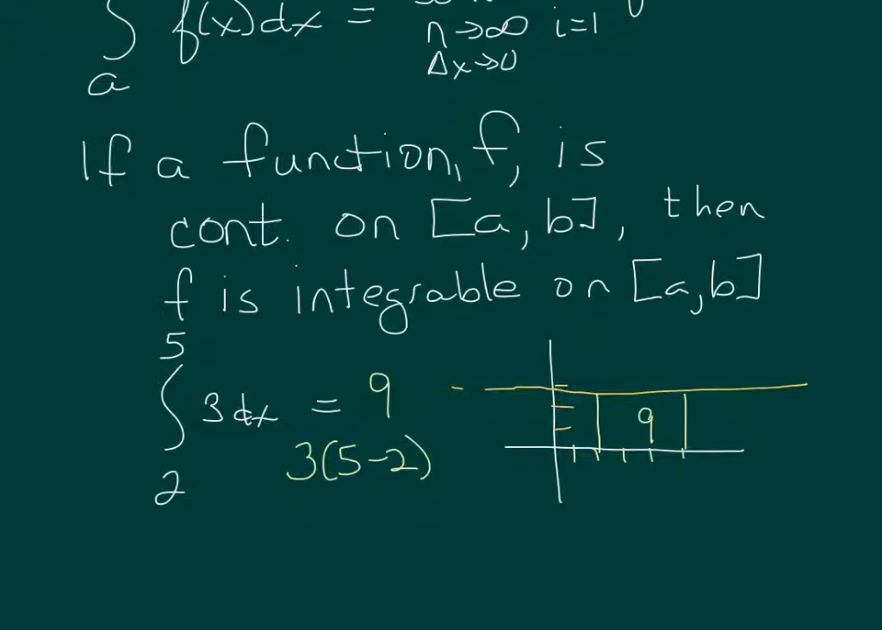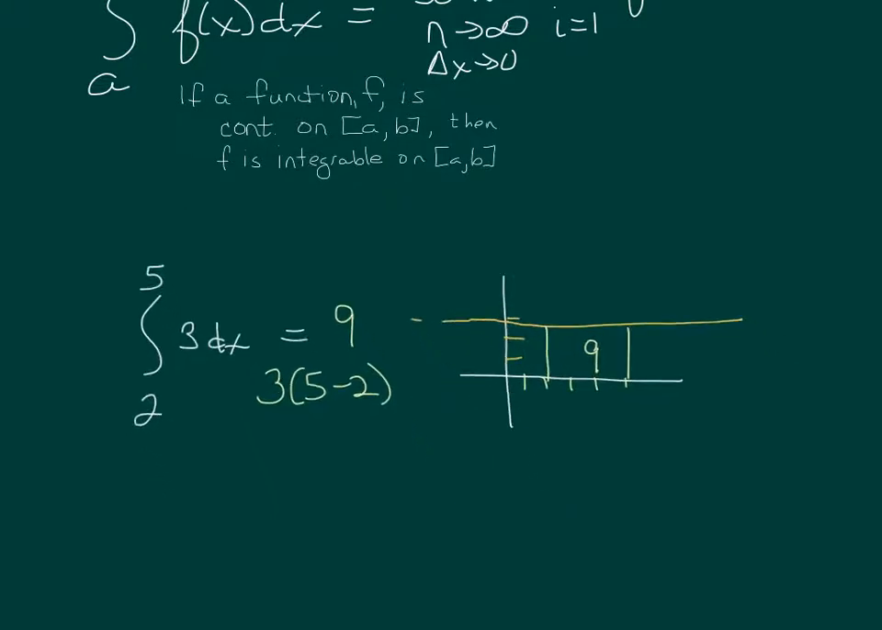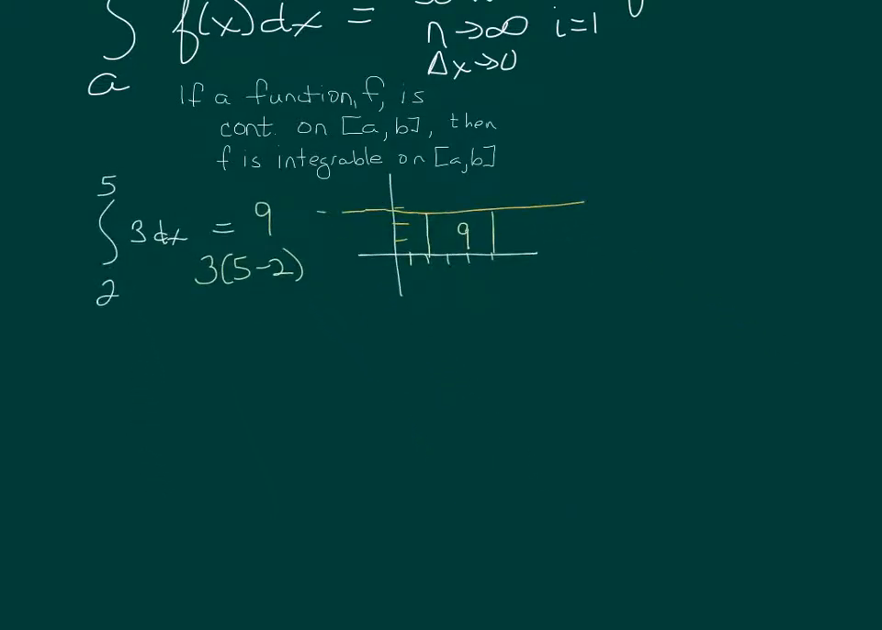We also saw, and I know some of this is repeat, but I think sometimes it helps us to repeat what we've already done. If we have from 0 to 3 of x plus 2 times dx, well, we can graph that. And I'm just going to graph it as is. If you want to separate it, you can separate it into 2 integrals. The integral from 0 to 3 of x plus the integral from 0 to 3 of 2. But let's just graph x plus 2.